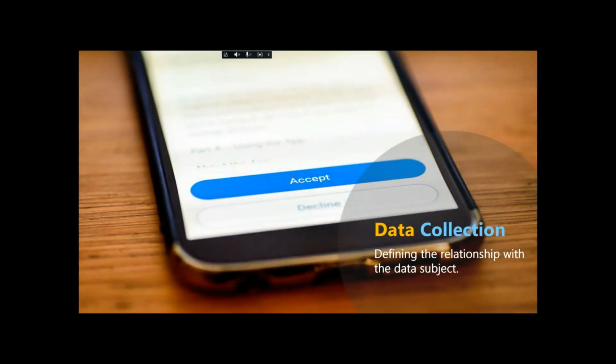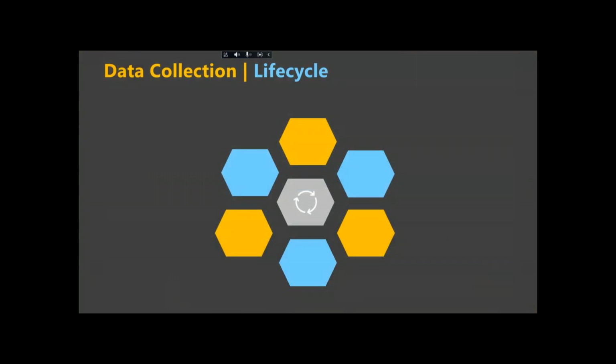Then when we get to the data collection stage, this is about defining the relationship between you and the data subject through proper notice. But you can't provide that notice without really understanding the data lifecycle for the particular project at hand. So what are the parts that make up the data lifecycle, and what are you trying to understand?